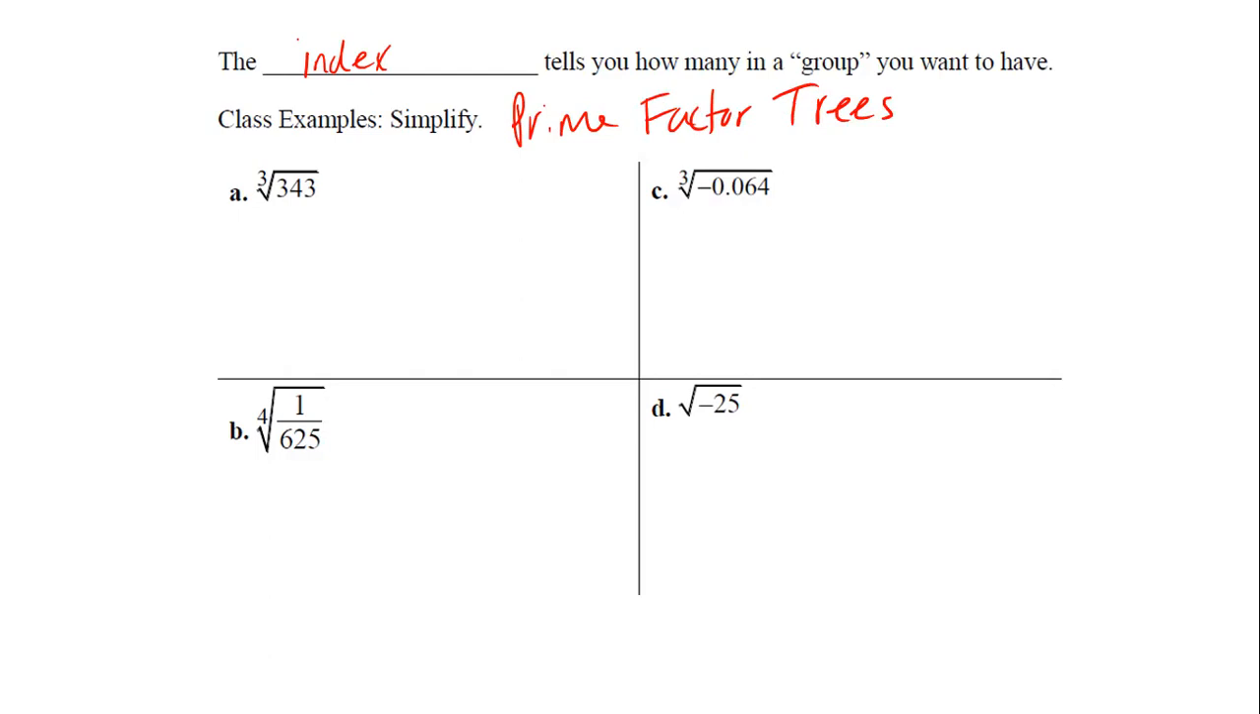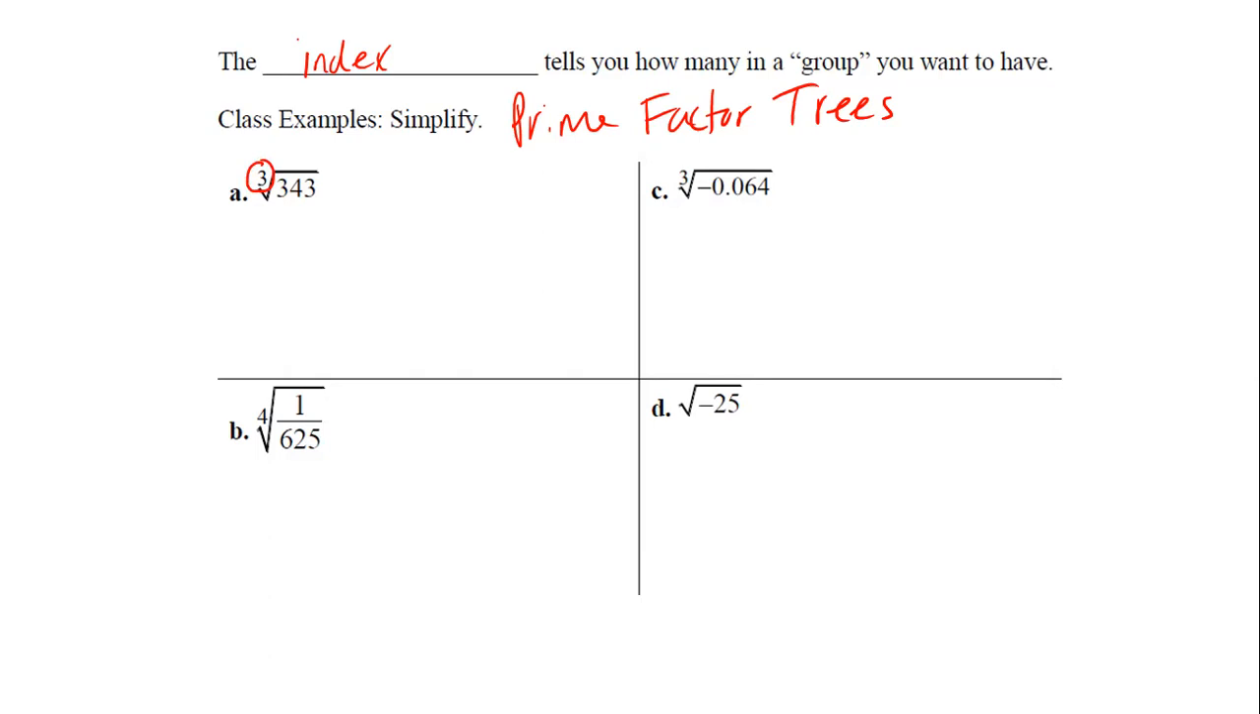Okay. A prime factor tree is when you're breaking a number down to its factors, right? Its prime factors, our prime factors being 1s, 2s, 3s, 5s, 7, 11, 13, and so on. You do this because your index, the number outside, is telling you how many like factors you want in a group. Right now our index is 3. So I want to know how many groups of 3s I can make from the number 343. In order to do that, I need to break down the number 343.